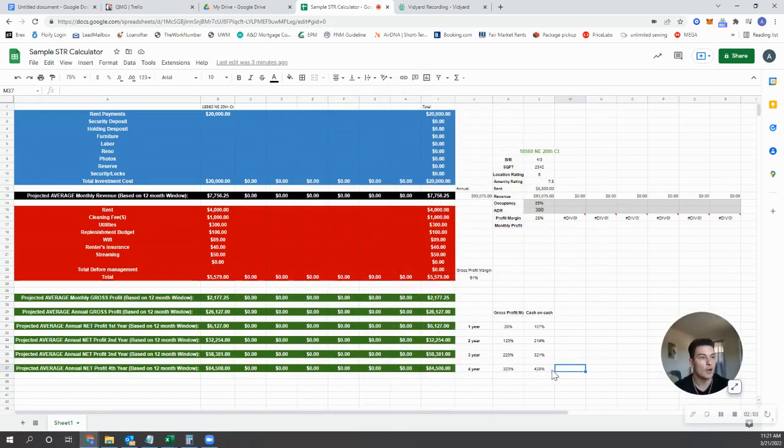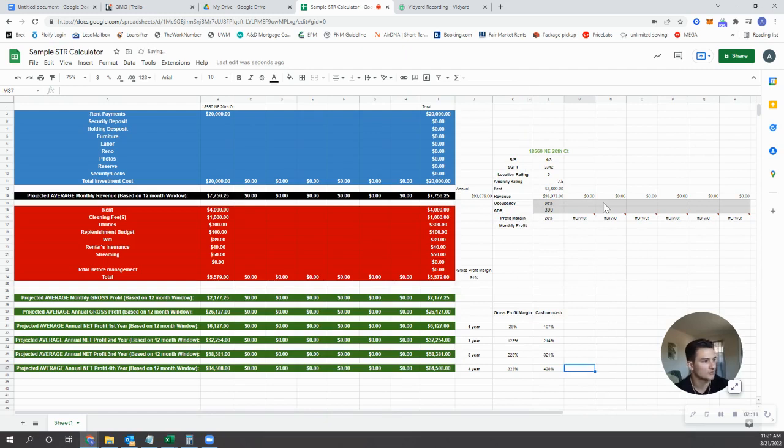This is the sample calculator that all of you will be downloading. So take a look at this and get familiarized with this. It gives you gross profit margin for 4 years, gives you cash on cash for 4 years, and it gives you your monthly profit margin every month, basically. You can also put in however many properties you want in here. You can always just expand it if you're good with Excel.